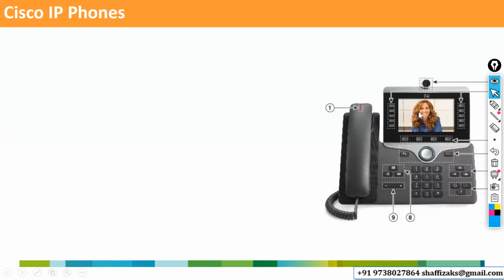So depending on the phone model, we get line buttons here. In this 7960, we have only 6 lines: 1, 2, 3, 4, 5, 6. That means 6 numbers can be assigned in this one. Here we can assign a total of 10 numbers. This is called the line button.